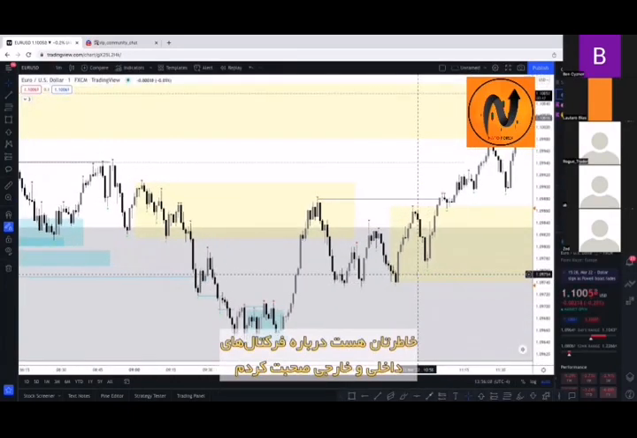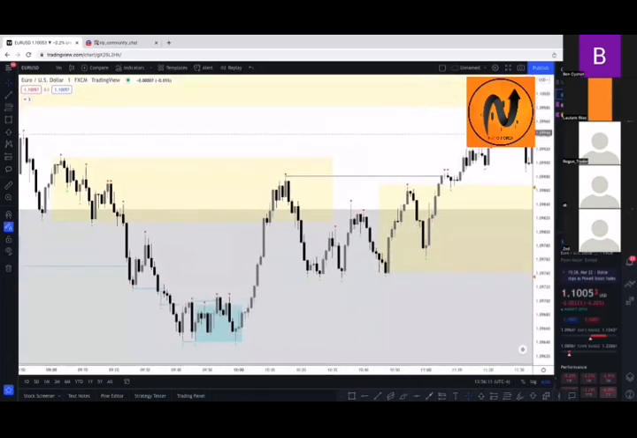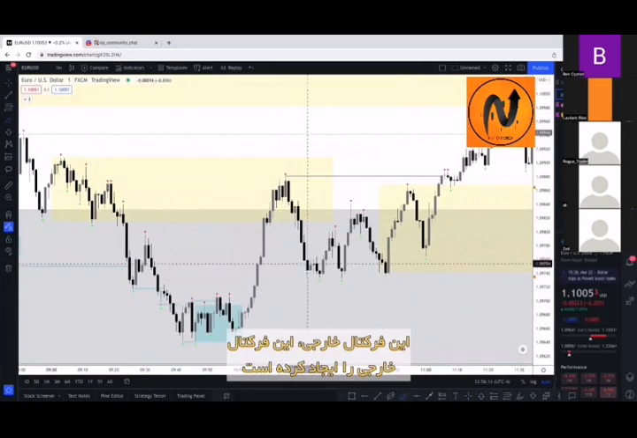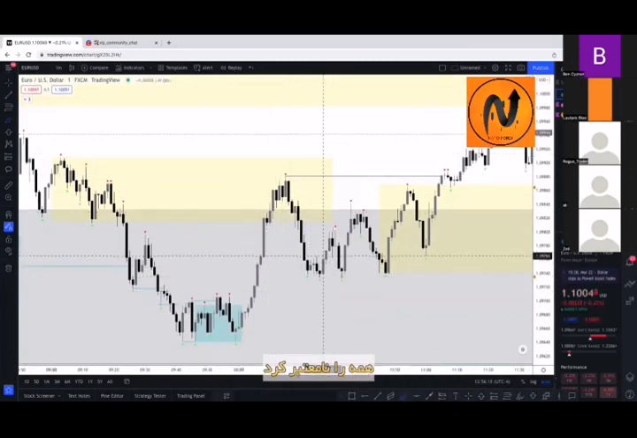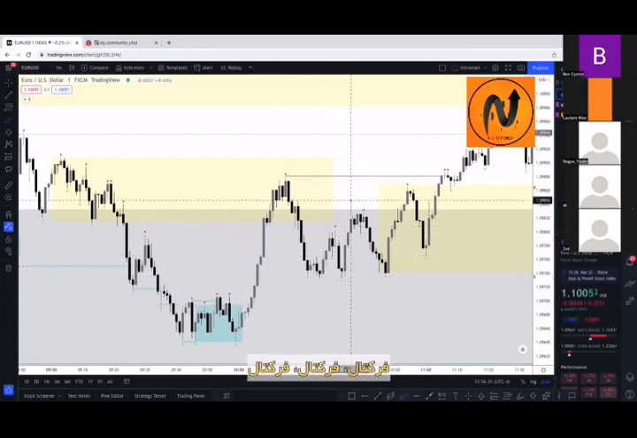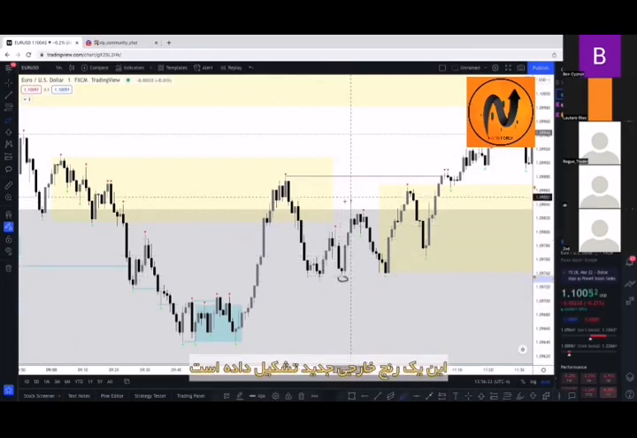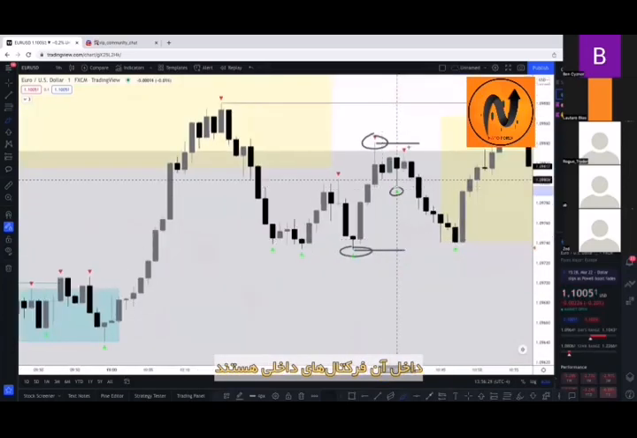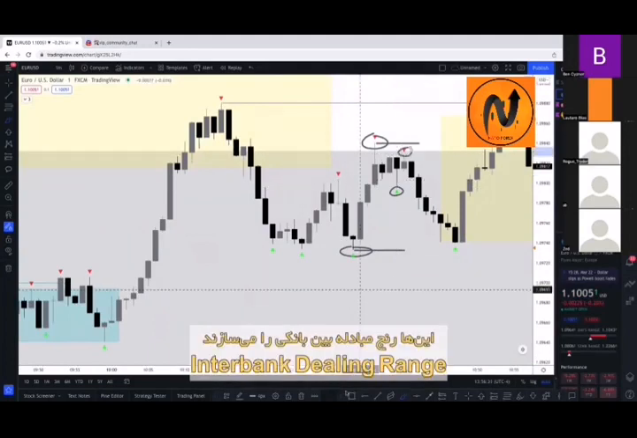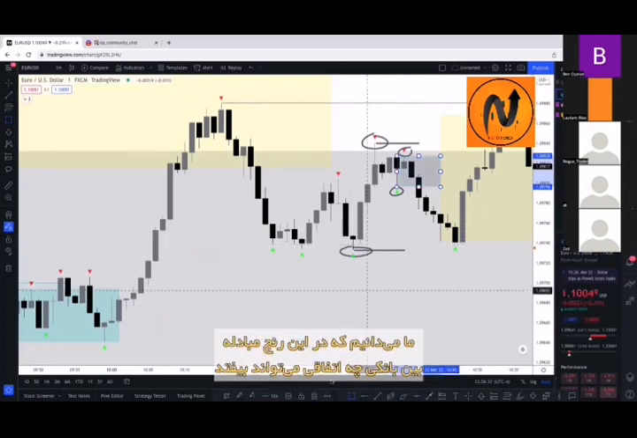Remember, I talk about external versus internal fractals. This external fractal creates this external fractal. This fractal sweeps it, all is invalidated. Fractal, fractal, to fractal. This now creates a brand new fractal range. External, external. Look inside of it is internal, internal. This creates an entire interbank dealing range. We know what can happen in this interbank dealing range.